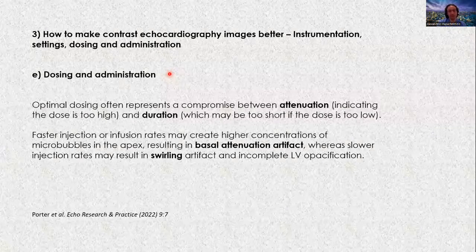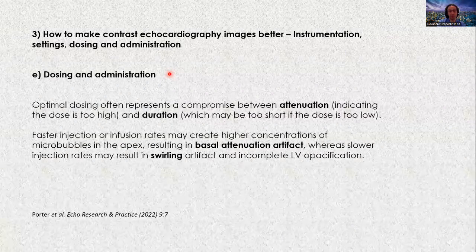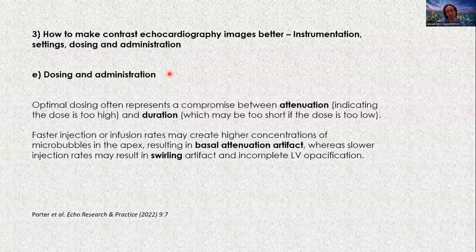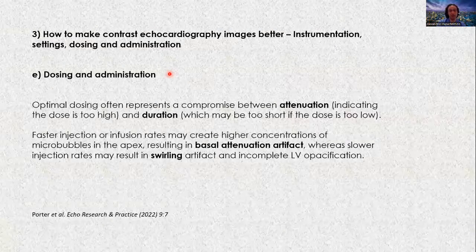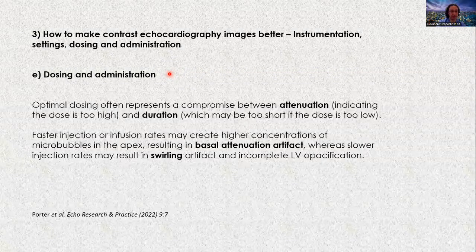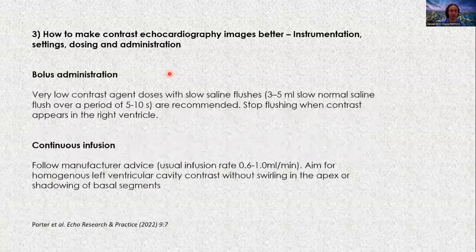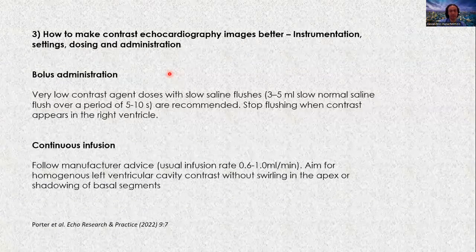So a faster injection or infusion rate may create a high concentration of microbubbles at the apex, and you're going to have a basal attenuation artifact. But if you inject slowly, you will have a lot of swirling. And this is an example of that in the important cases. The bolus administration also is very important.